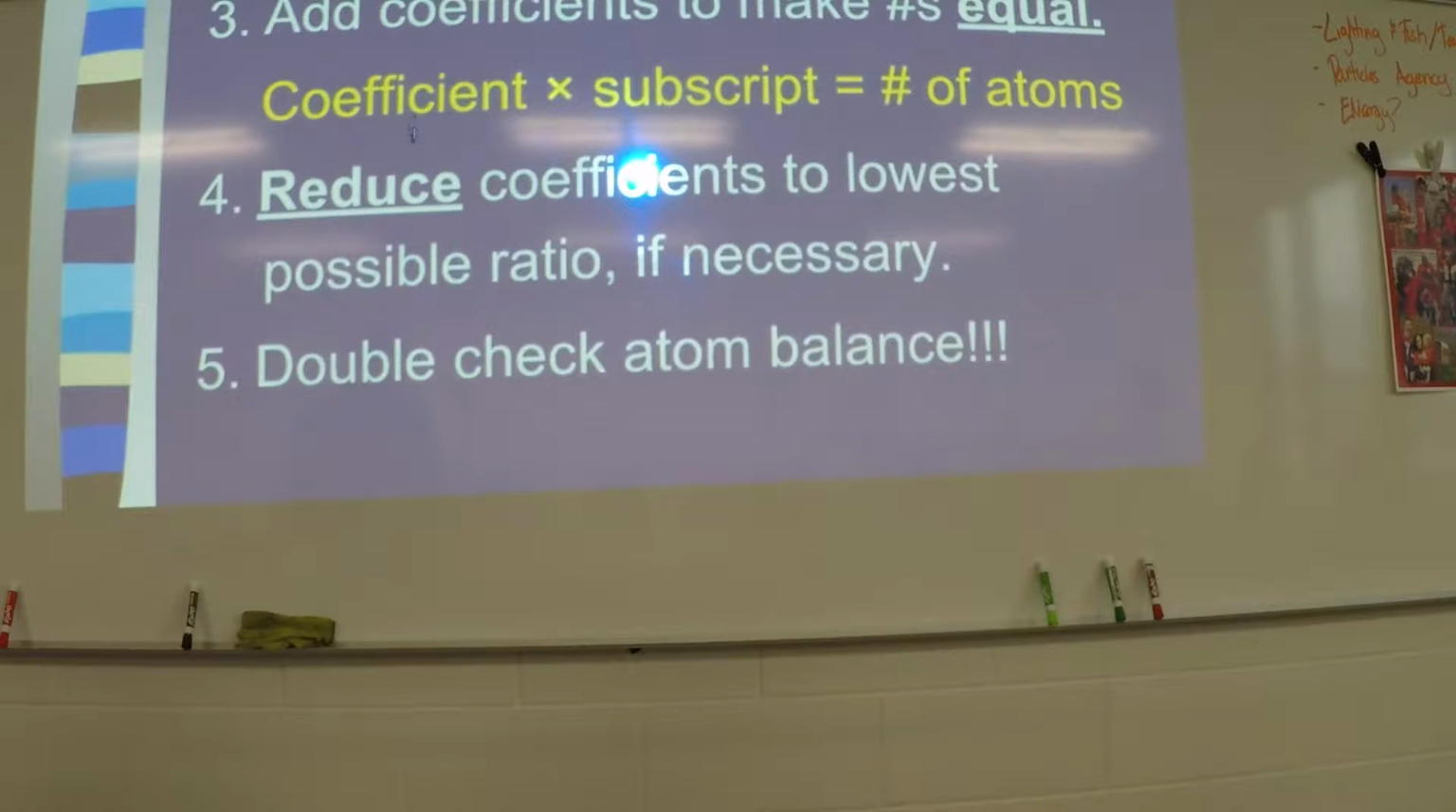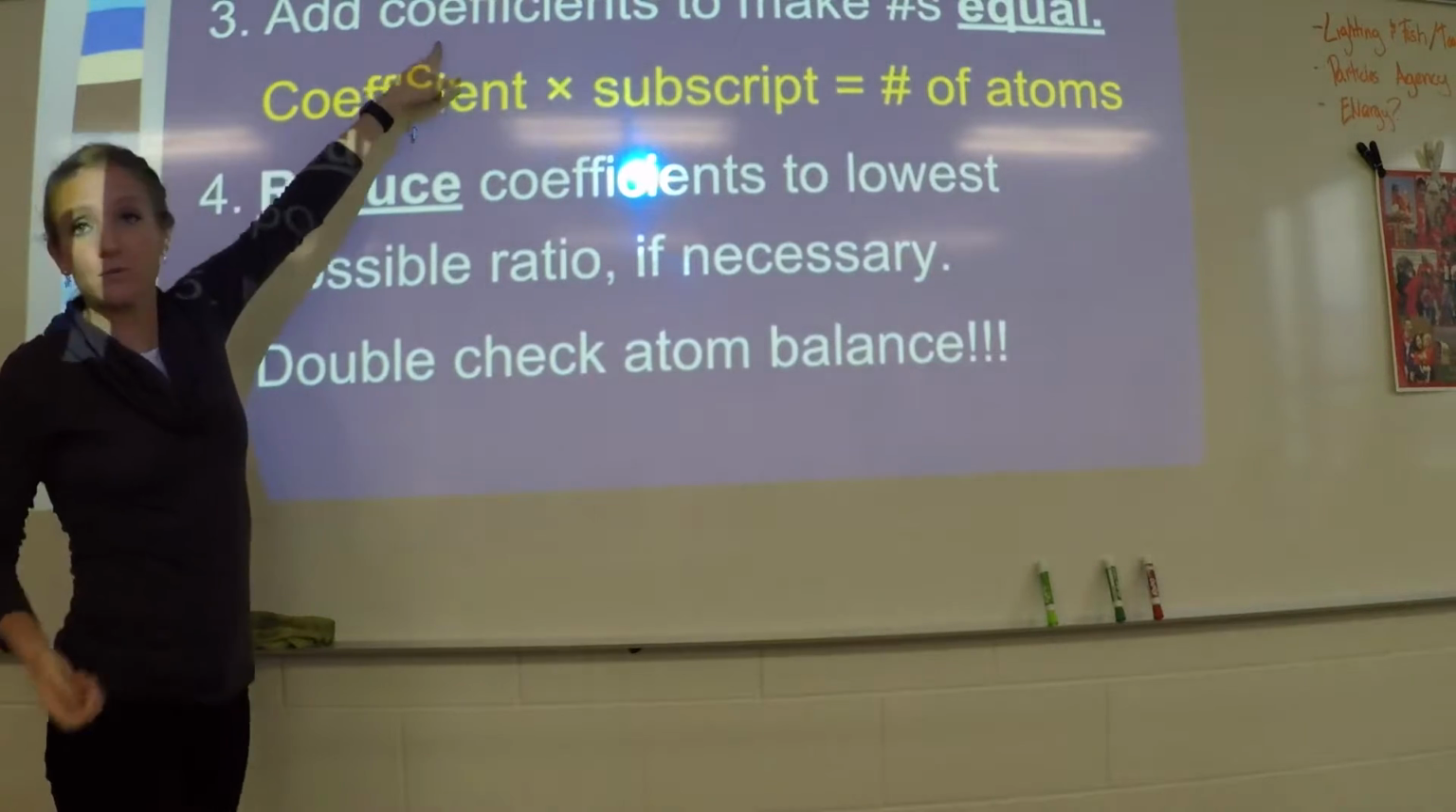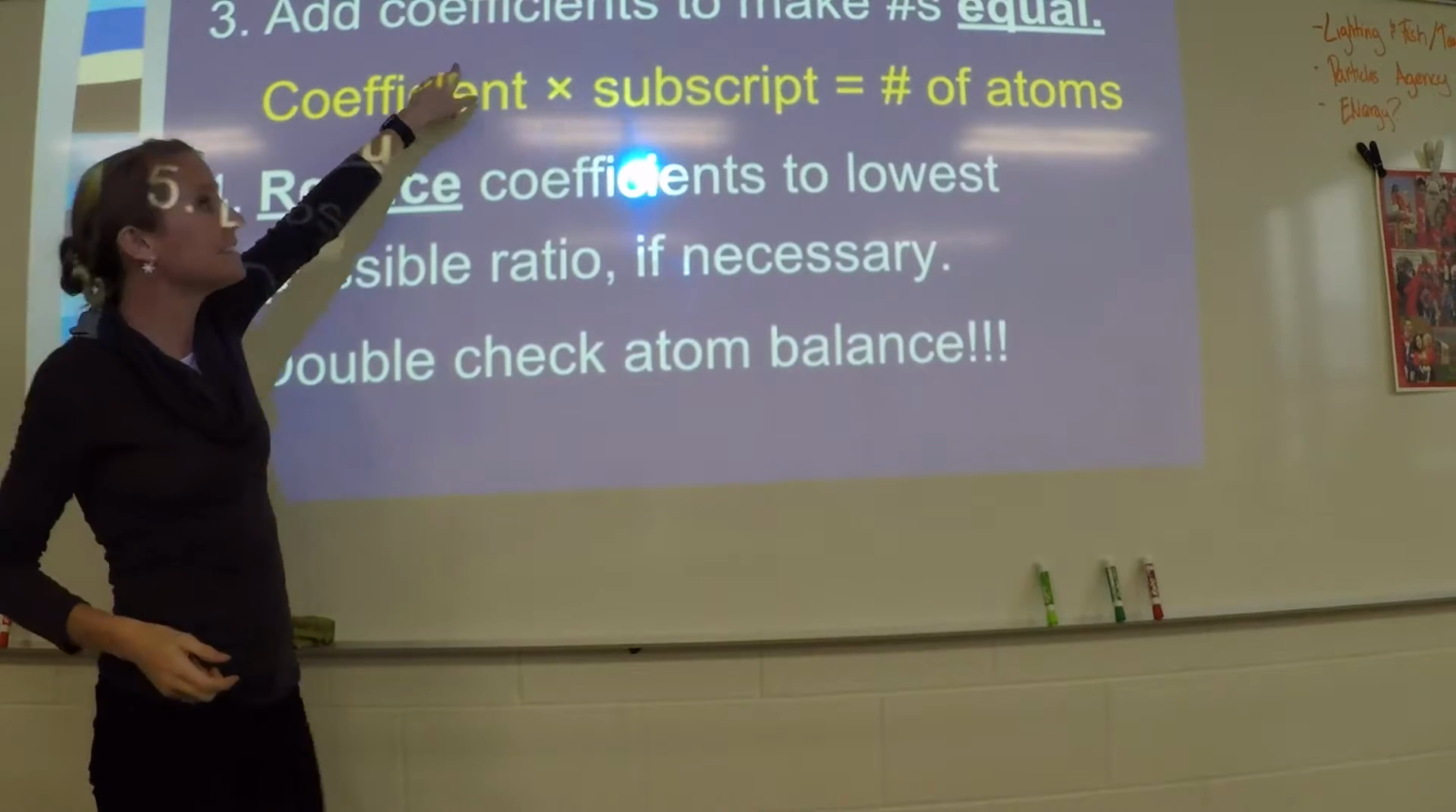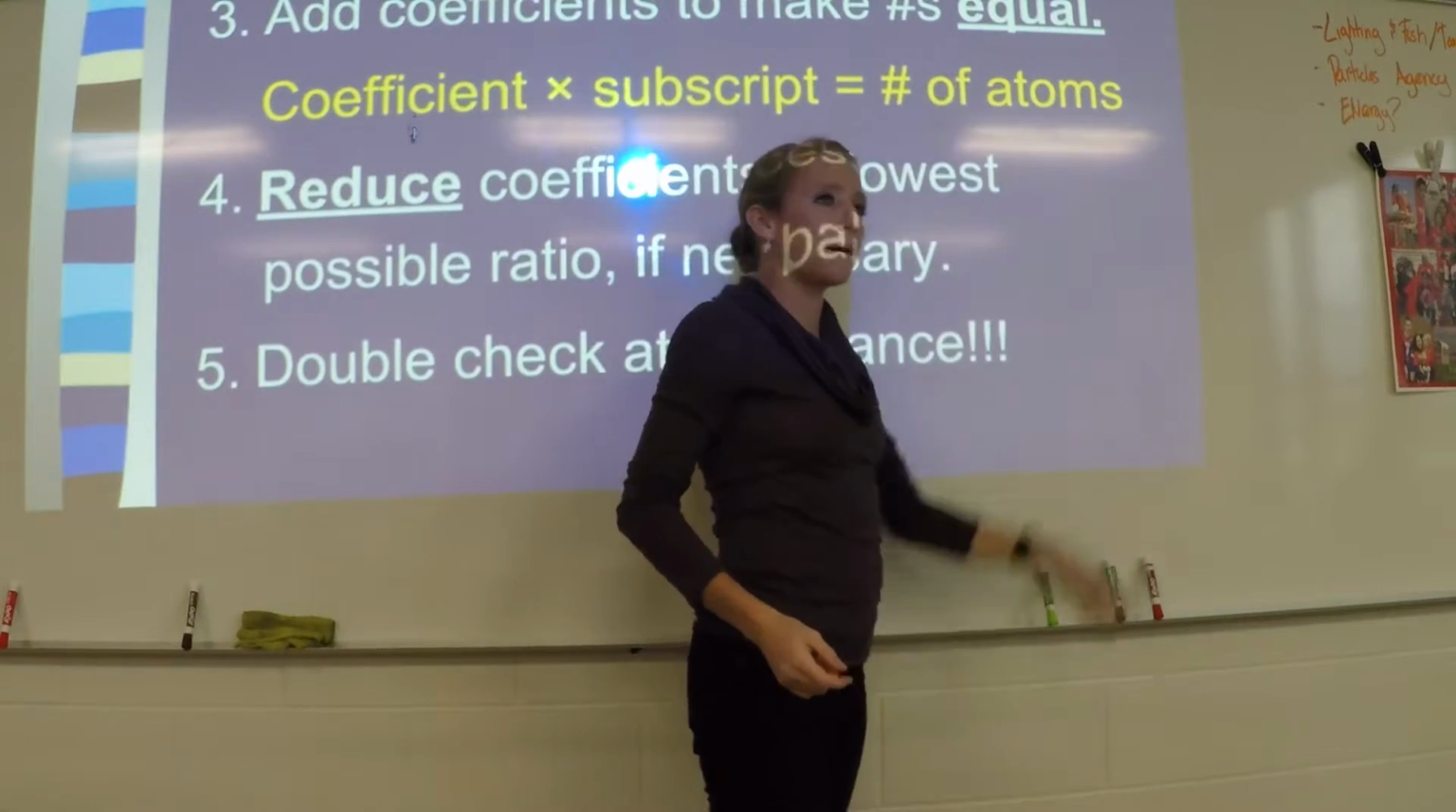You may find when we start working on our assignment today that some of the equations are already balanced the way they're written. They don't need any other numbers to fix them, and that means it's easy for you. The third thing you're going to do is add the coefficient, which is that big number out in front, to make the total number equal.